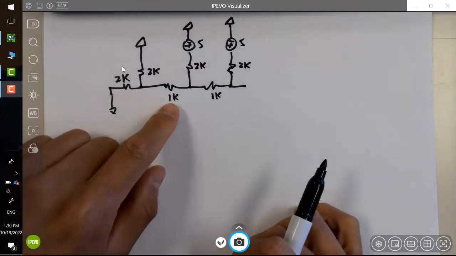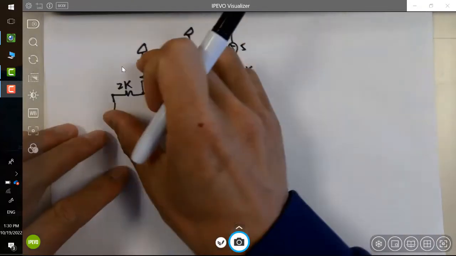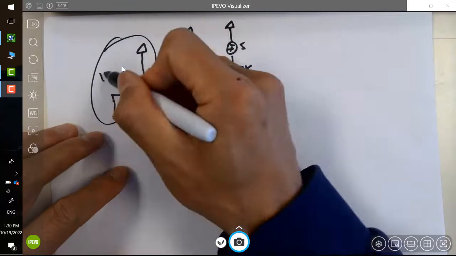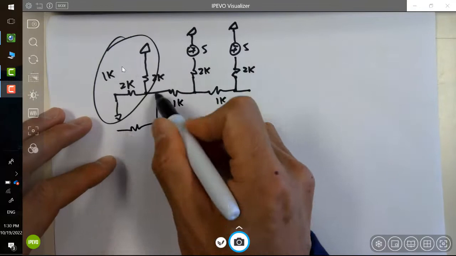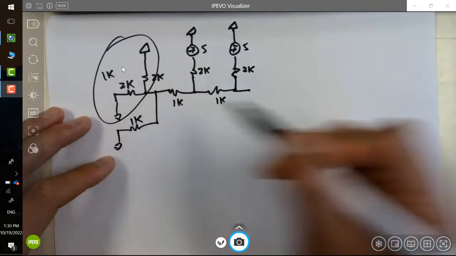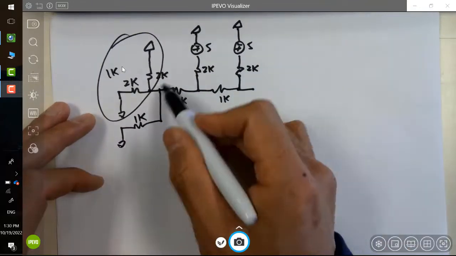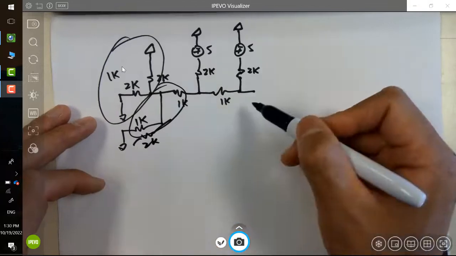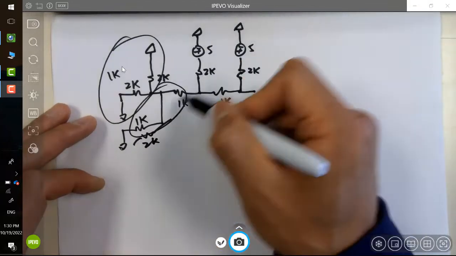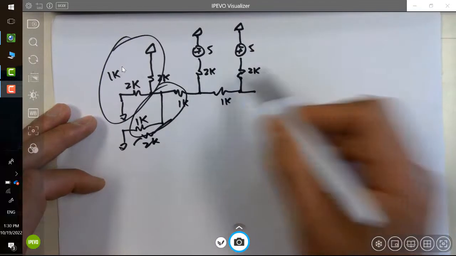Is that a 1K or 2K? Oh yeah. So these two become 1K, right? Yep. And then it's going to be like that. So these two is a 2K resistor. And now you've got 5 volts, 2K, 2K, and you treat everything here as a load.